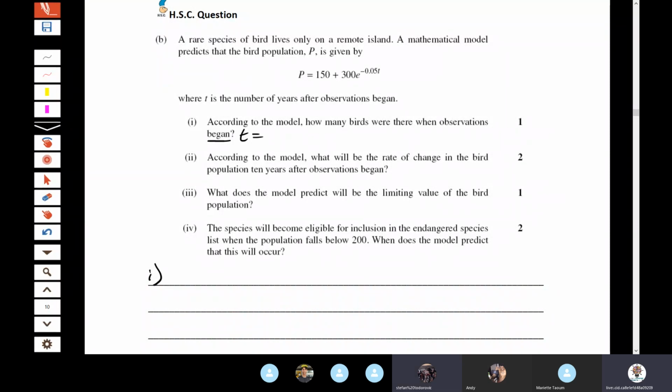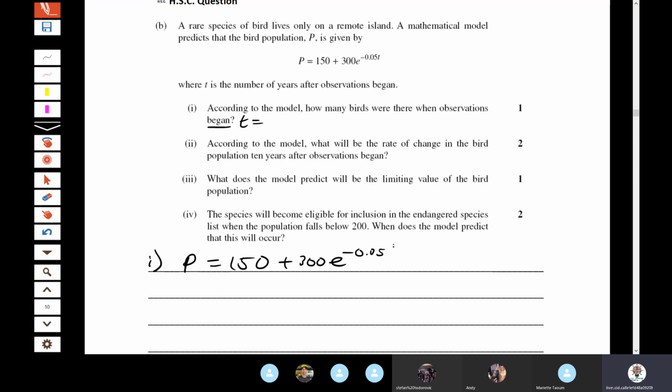All right. So this is a model, right? So this allows you to find the bird population at any given time. Cool? Yeah. When it first began, what would you assume time to be? 0. Yeah, that's the idea. So initially, when it first began, time is 0. So how many birds were there? There was 150 plus 300 times technically 1, which equals 450.